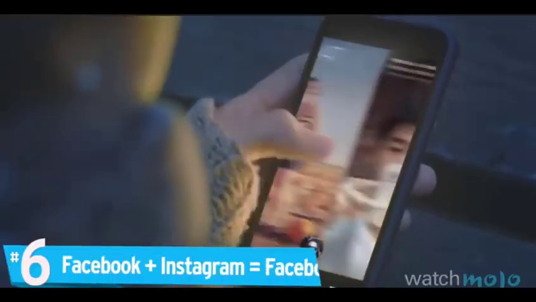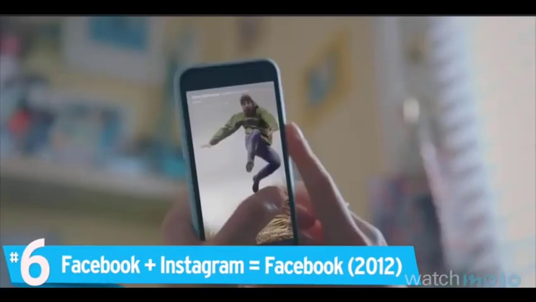Number 6. Facebook plus Instagram equals Facebook. You've closed the Instagram acquisition. Yeah, can you talk about it now?